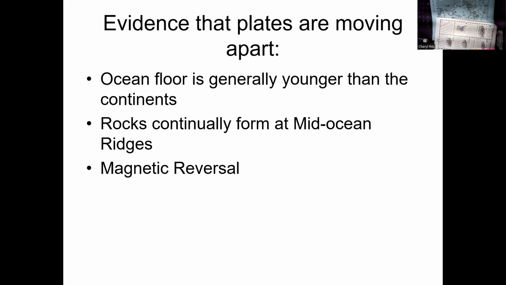So they were able to discover that the ocean floor is actually younger than the continent. It's still being born today. Continents are ancient, but they've discovered that the ocean floor is brand new. They can actually go to these mid-ocean ridges and watch it happen. And then finally they discovered magnetic reversal, and this was all solidifying proof that Alfred Wegener was not a crazy little man.